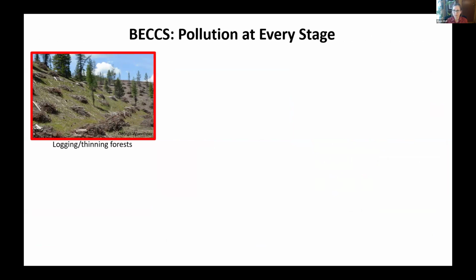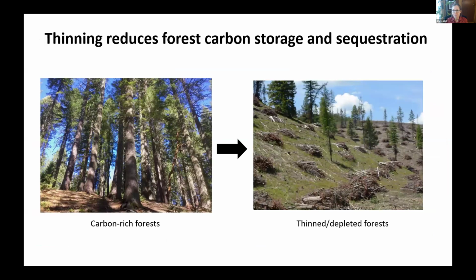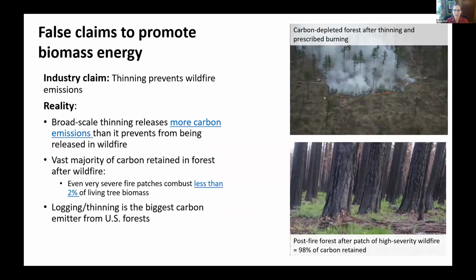This is often heavy-handed with heavy equipment. And this thinning converts a very carbon-rich complex forest into a depleted forest that stores much less carbon and has much lower ability to draw down CO2 from the atmosphere. And even if this thin forest is allowed to regrow, it takes a very, very long time for it to regain its carbon storage and sequestration potential. So this is lost sequestration.